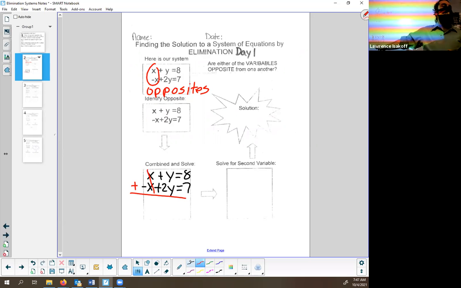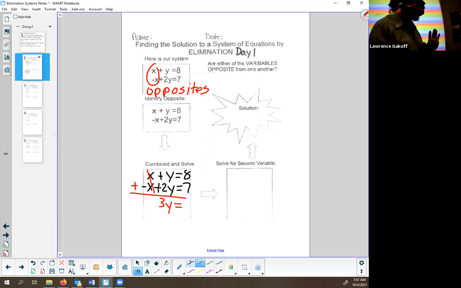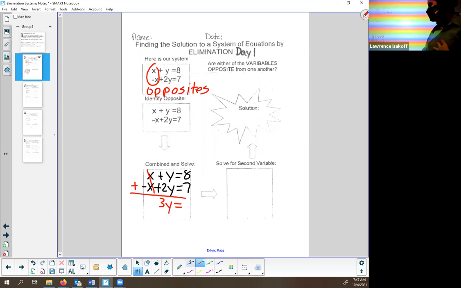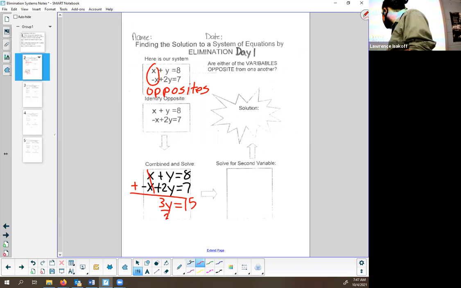What's 1y plus 2y give me? 3y. What's 8 plus 7 give me? 15. Now what would I do to finish this up? Divide by 3. And y is equal to 5.